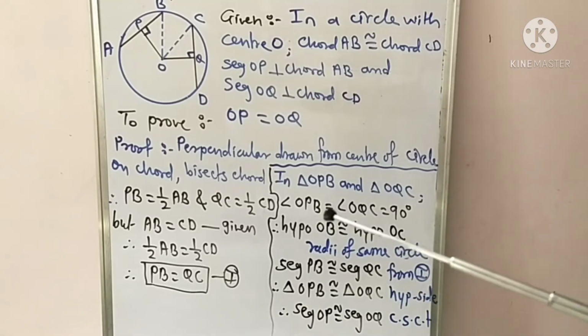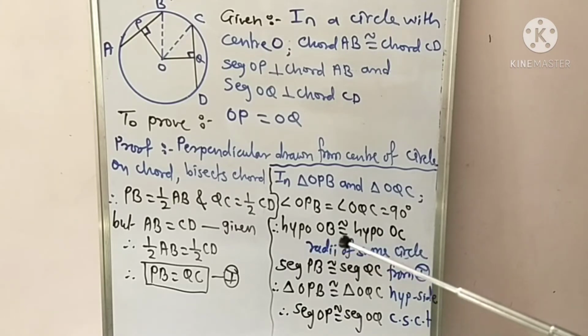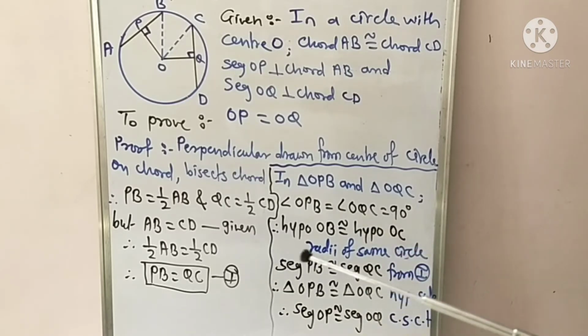Therefore we can say two triangles are right angle triangles, and therefore hypotenuse OB is congruent with hypotenuse OC as radii of that same circle, and we prove that segment PB is congruent to segment QC from that one. So first we prove this part and we apply it in these two triangles, and therefore the two triangles are congruent by hypotenuse side test.